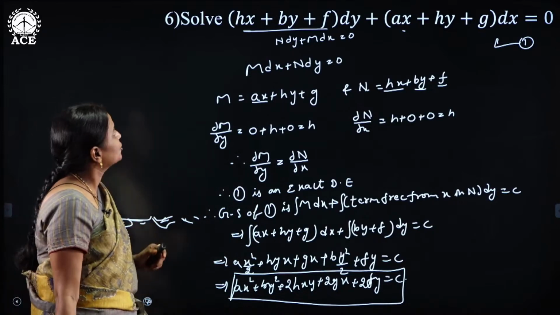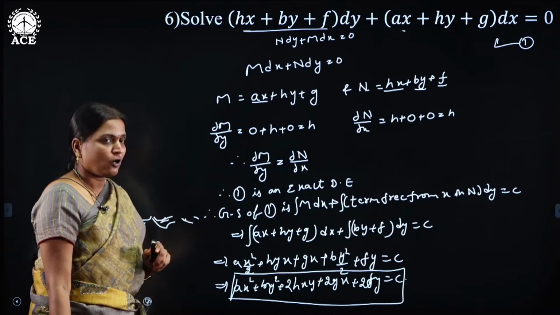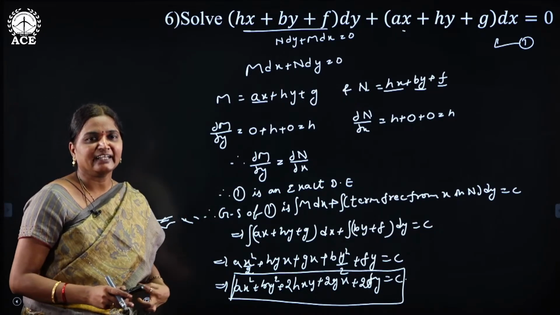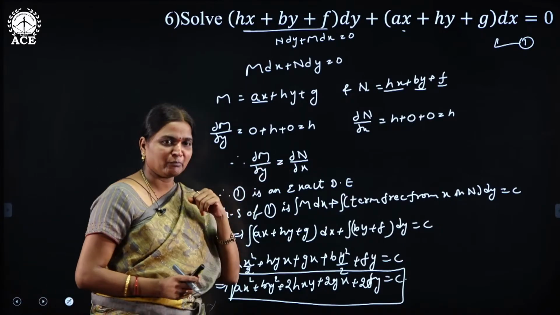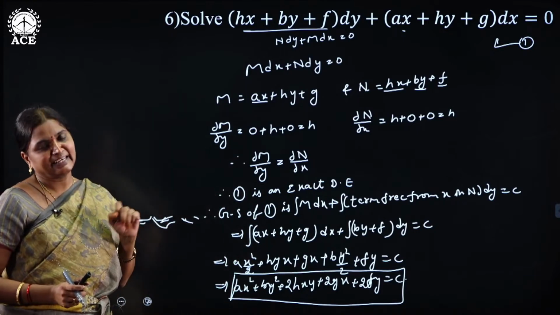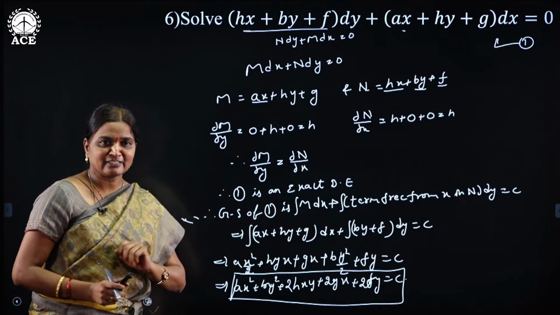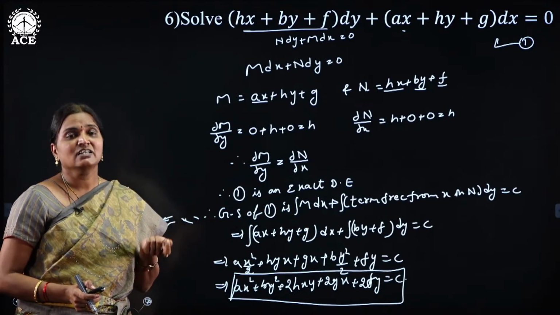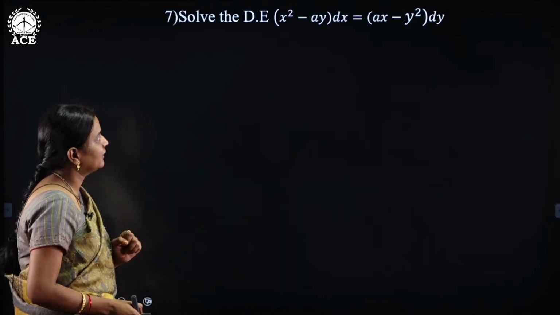So this is the solution of this differential equation. So these are problems on exact differential equation. After checking the condition for exactness, if ∂M/∂y is equal to ∂N/∂x, that means if it is an exact differential equation, this is the formula to write the general solution of a given differential equation. When the differential equation is not an exact differential equation, that is our next topic.